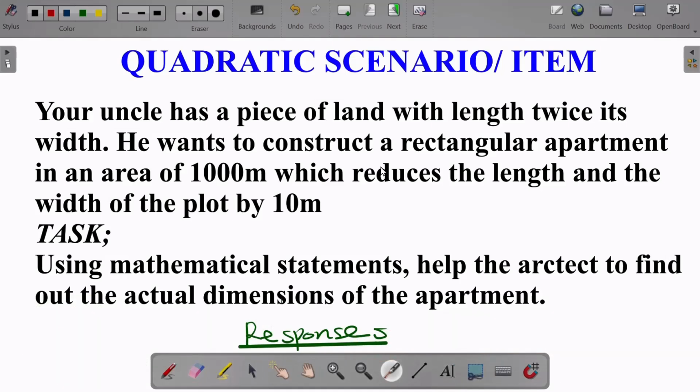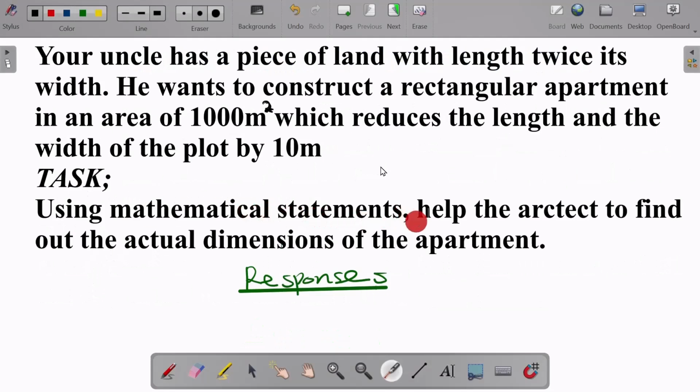We have our scenario. It reads, your uncle has a piece of land with length twice its width. He wants to construct a rectangular apartment in an area of 1000 meters squared, which reduces the length and the width of the plot by 10 meters. Then we have our task. Using mathematical statements, help the architect to find out the actual dimensions of the apartment.